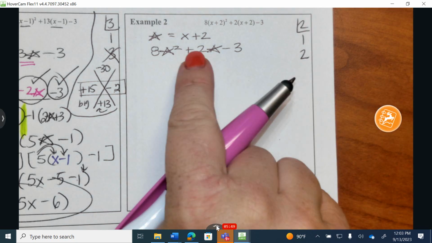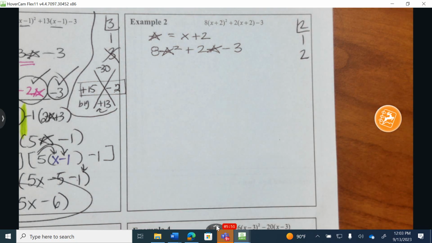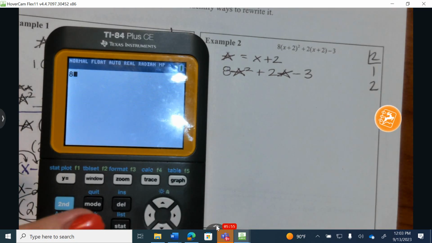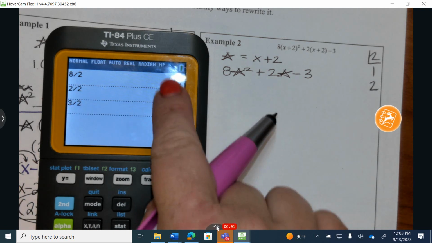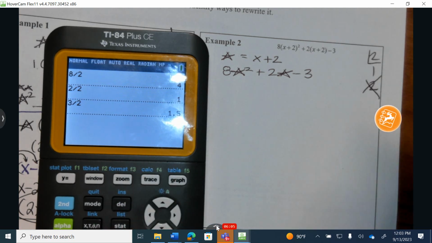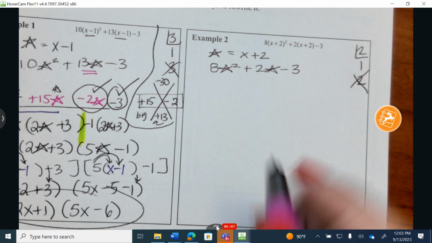Can I divide 2 by all 3 terms? Some of you will do mental math. Others are going to grab a calculator and try. 8 divided by 2, awesome, that works. 2 divided by 2, 2 divided by 2, great. But when you take 3 divided by 2, as long as one of the 3 terms does not work, we can't factor it out. Let's get started.